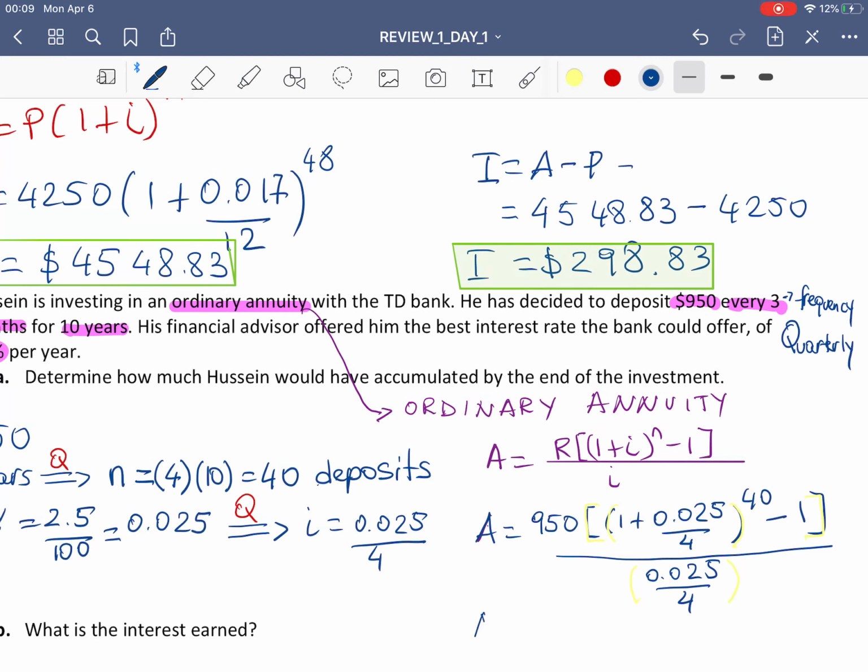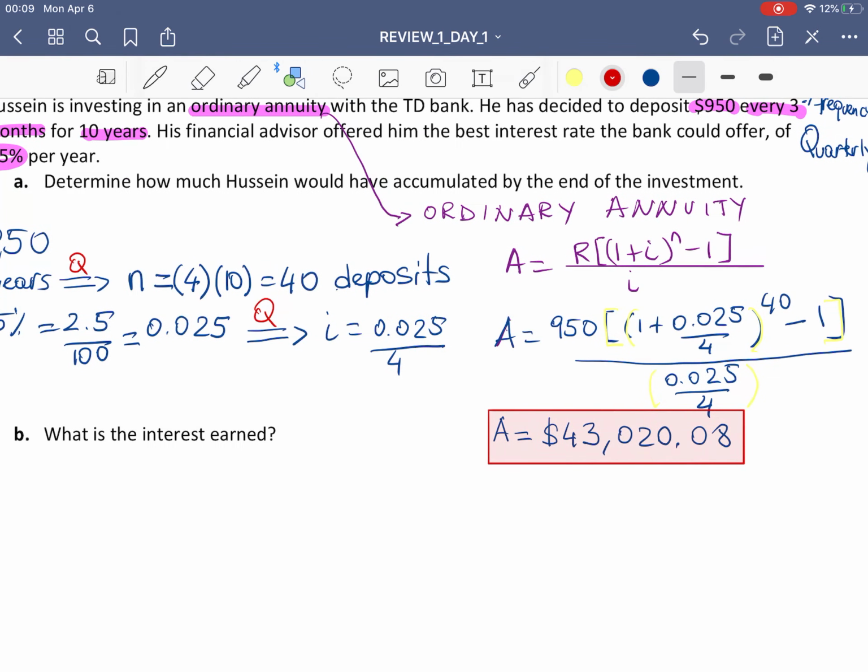So by the end of the investment, Hussein would have accumulated $43,020.08. So way to go. That's the amount of money accumulated. All right, so what is the interest he earned? Well, this is how much he accumulated, right? And the interest is the amount accumulated, take away the money he invested.